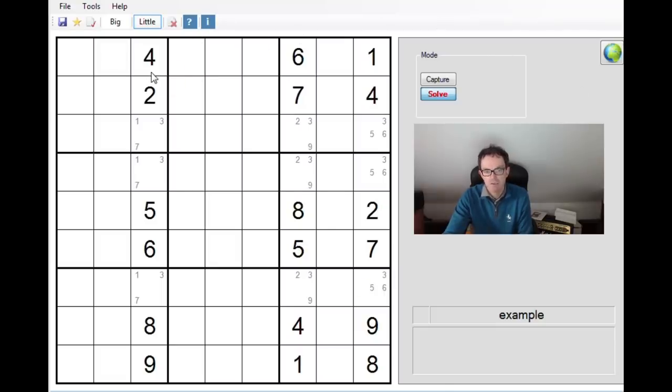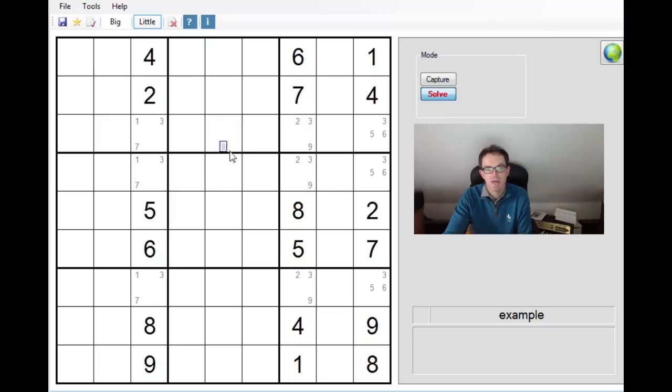Now, the X-wing logic works just as well in this situation. We just have to learn how to apply it. So if you find a situation where you manage to lock a number into three positions in a column or a row, and you find two other columns where that same number is limited to exactly the same rows, and you can see that that's the case in this example, well, what does it mean? Well, let's think about it. So one possibility, so what's a good way of thinking about this?